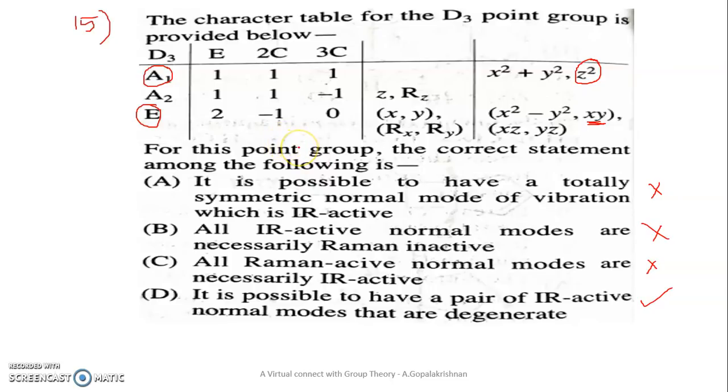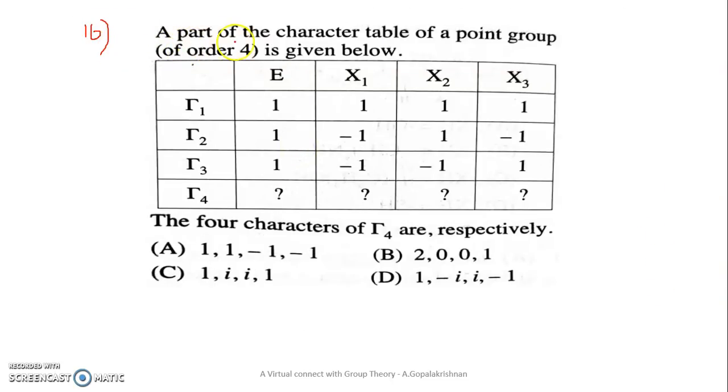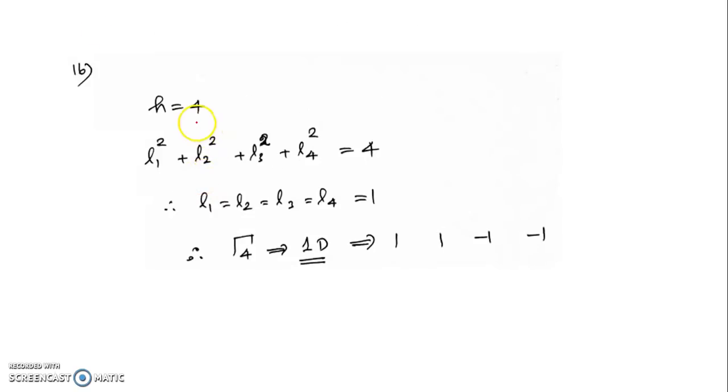Are you clear? Then see question number 16. A character table of a point group of order 4 is given below. The order 4 character table is given and they are asking what should be the characters of this irreducible representation. See, it is very clear. Order is 4 and it is given that there are four classes. When there are 4 classes, there should be 4 irreducible representations. If there are 4 irreducible representations, then the squares of the dimensions of each irreducible representation, if you add them, should be equal to 4.